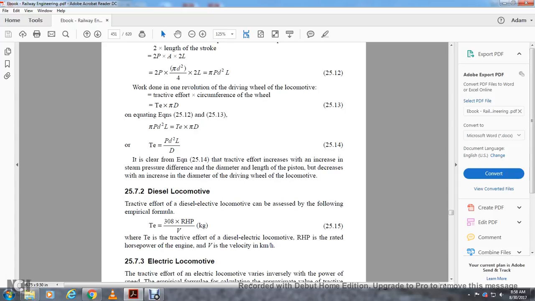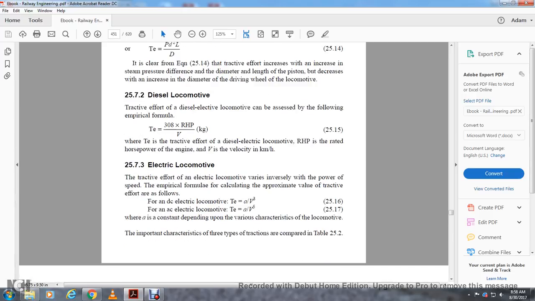25.7.2 Diesel locomotive. The tractive effort of the diesel locomotive can be assessed with the following empirical formula: TE, tractive effort, equals 308 times RHP, which is the rated horsepower of the engine, over the velocity in kilometers an hour, in kilograms.